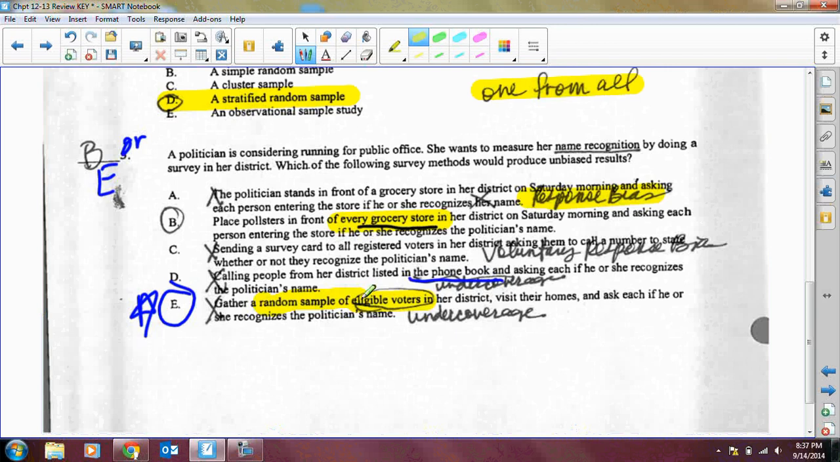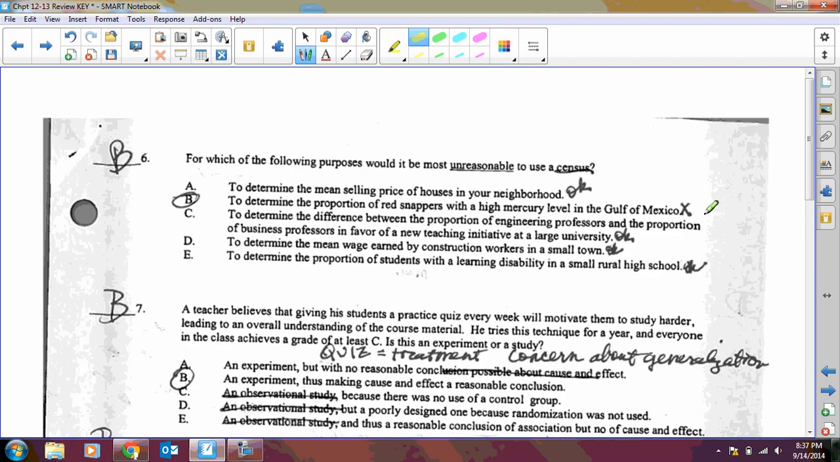I thought that either one of those, and probably if E was done correctly, it is the better choice because B could have more undercoverage than E. All right. Next, which would be unreasonable for a census.